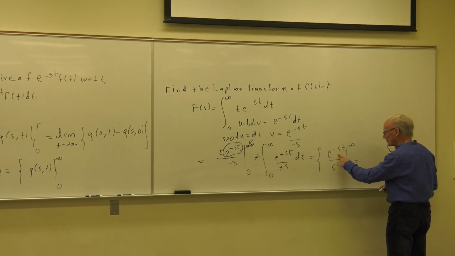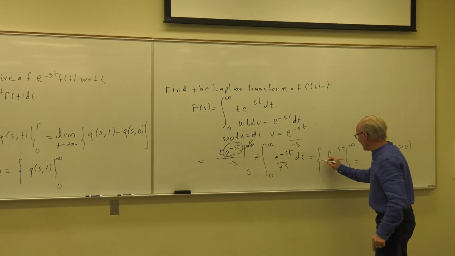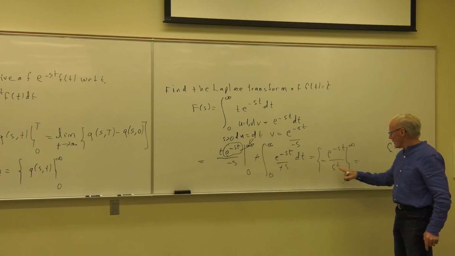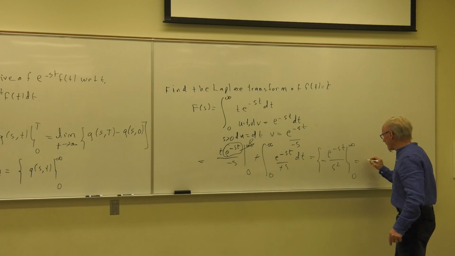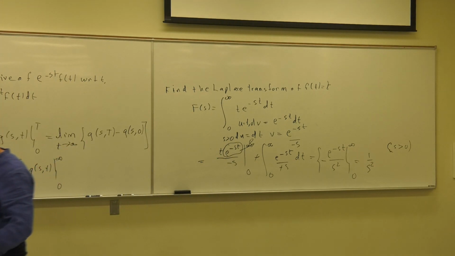Now we have to substitute in t equal to 0 and subtract, all right? Except I forgot a minus sign. When I integrated this one, I forgot that minus sign. So if you subtract, you get then 1 over s squared. There's the Laplace transform of t. It's 1 over s squared, but only for s bigger than 0. So there's our first example.